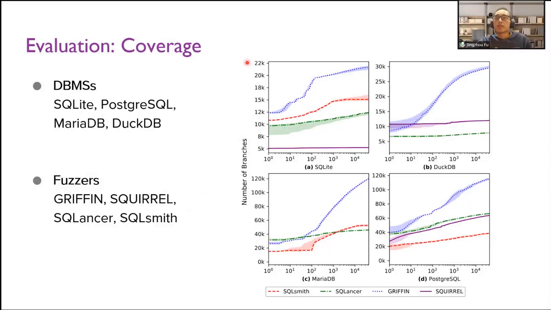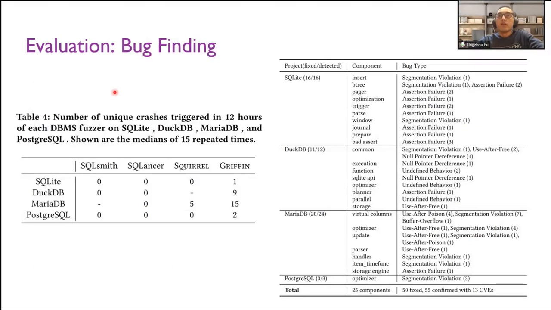The results show that Griffin achieved the highest branch coverage. For bug finding, Griffin found 55 previously unknown bugs from these 4 DBMSs in total, and 13 of them are assigned CVEs.